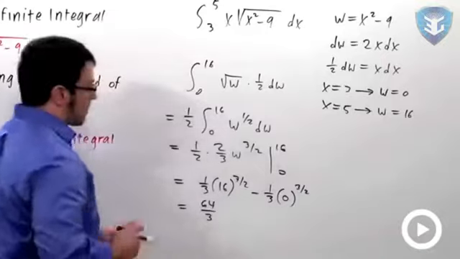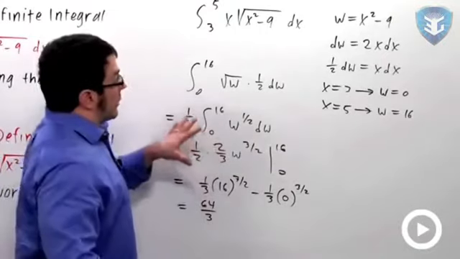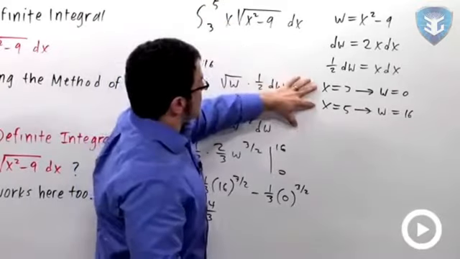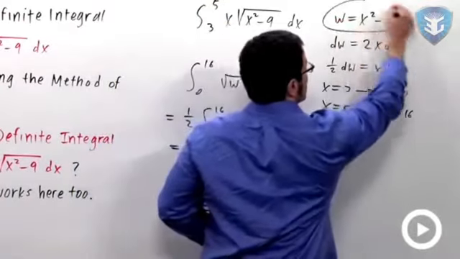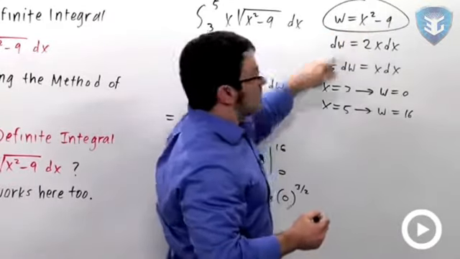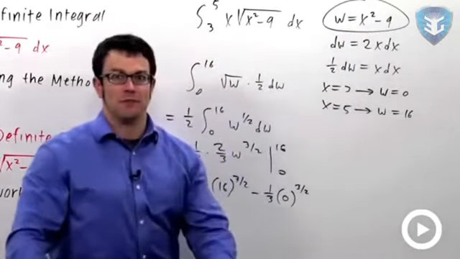And that's my answer. So the neat new trick here is switching over the limits of integration using your substitution. Remember, this formula tells you how. These are x values. Plug them in here, and you can get the corresponding w values.